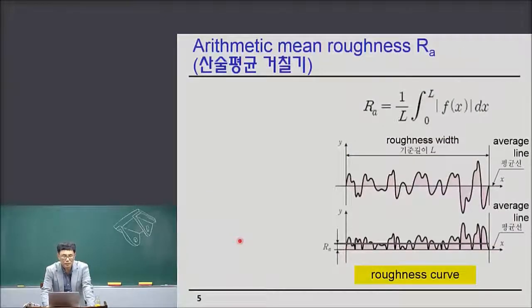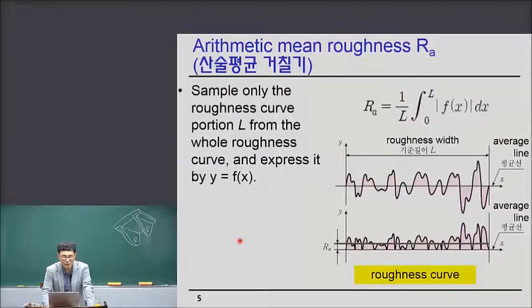And the definition of arithmetic mean roughness Ra is here. Sample only the roughness curve portion L, the roughness width L, from the whole roughness curve, and express it by the function y equals f(x). So this is the y-axis and x-axis, and this is the function represented by f(x).